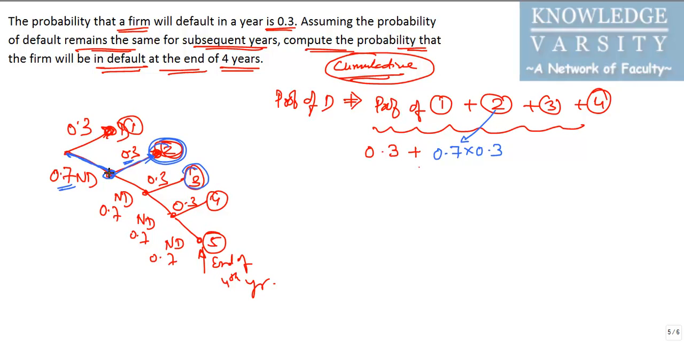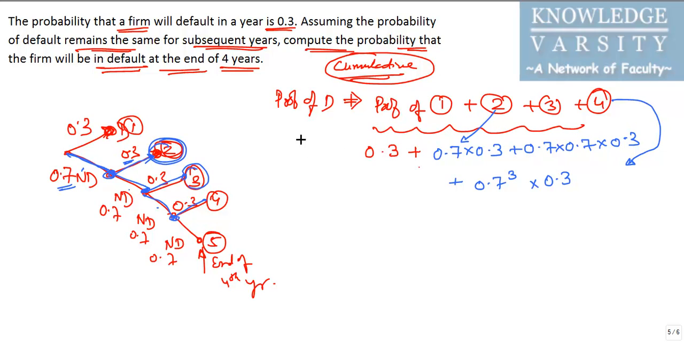It will be the joint probability of this node and this node. So 0.7 into 0.7 into 0.3, and then you need to compute the probability of the fourth node, which will come over here, which is this into this into this into this. So 0.7 to the power 3, because it is coming 3 times, into 0.3.